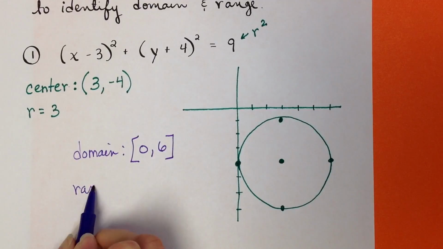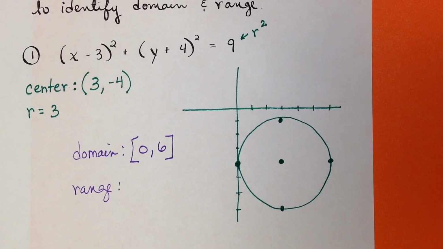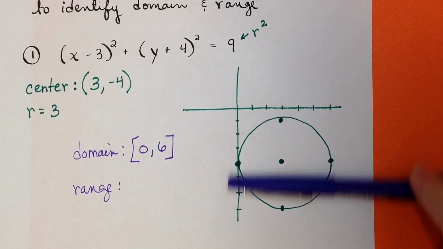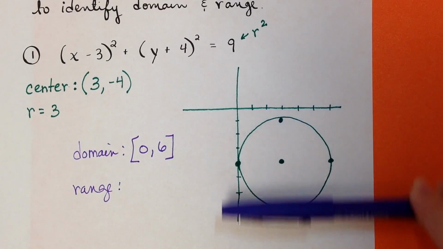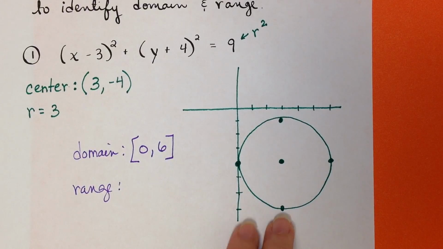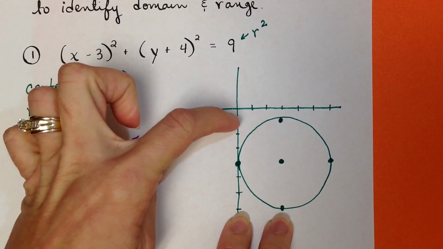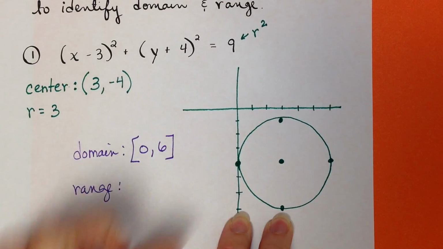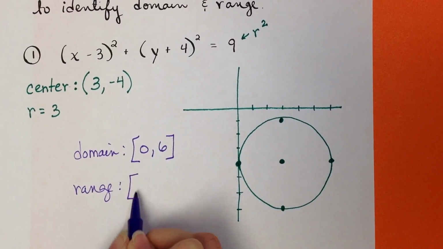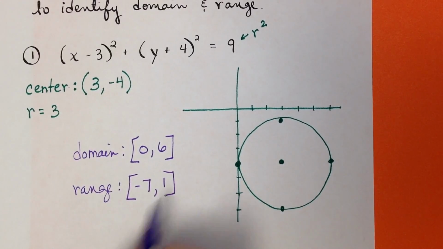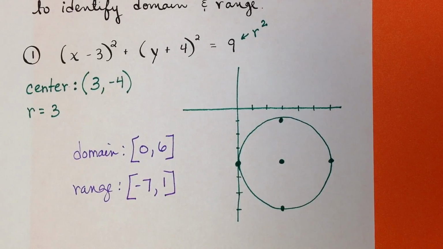Okay, range. Now range is y values. So I had described to you before by looking at it from bottom to top. It doesn't go down forever. It doesn't go up forever. You're simply locked between this value, which I believe is -7: 1, 2, 3, 4, 5, 6, 7. Yes, -7, and then up to +1. So that would be your domain and range.